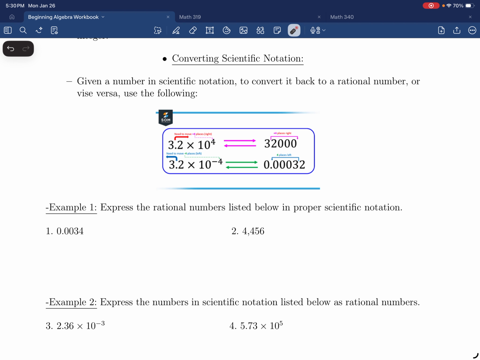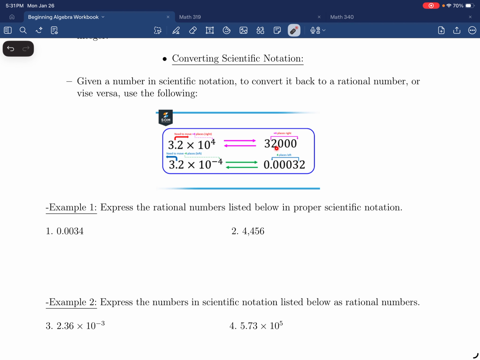Now, on the other hand, if you were to have the same 3.2 times 10, but with a negative exponent, this time you're going to move it left instead of right. So look at the difference. Here this is negative 4, and we have 0.00032, which has a significantly smaller value than times 10 to the positive 4, which is 32,000, right? So understanding what a negative exponent and a positive exponent mean in terms of scientific notation is very important.